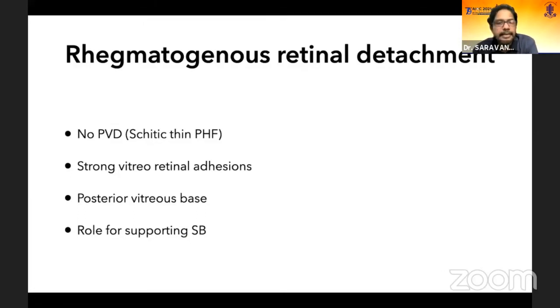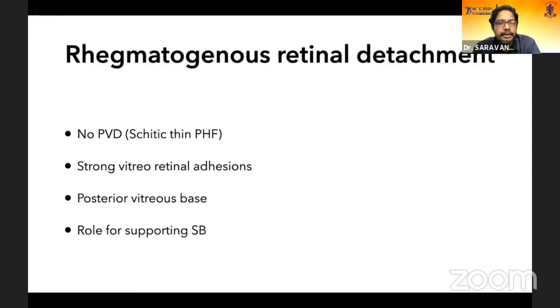So regarding some of the pediatric considerations, there may be no PVD in a lot of cases, and sometimes even in what looks like a PVD, you'll have a very thin, sciatic posterior hyaloid vitreous, which is very thin and transparent, very difficult to identify and remove. Because if we don't remove this, then it's going to cause later complication, recurrence.